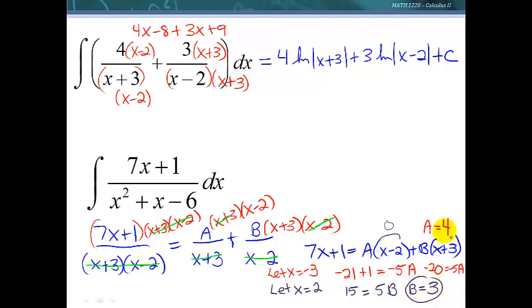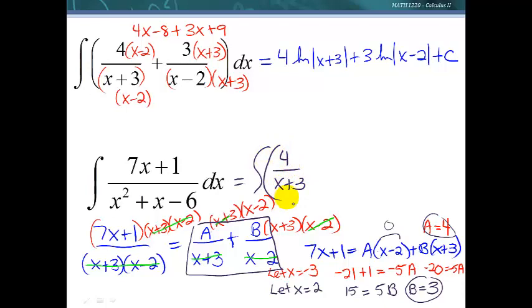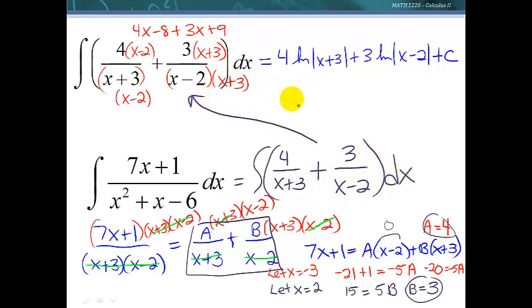So once we have these two pieces, we go back up to here where we had split this up and we could put those in. So this would equal the integral from a was 4, so 4 over x plus 3, plus b was 3, so 3 over x minus 2 dx. And you can see that's exactly what we had here, and so then we would know how to integrate.